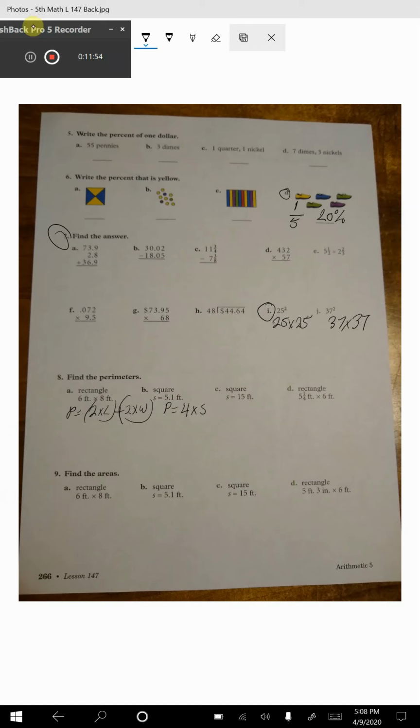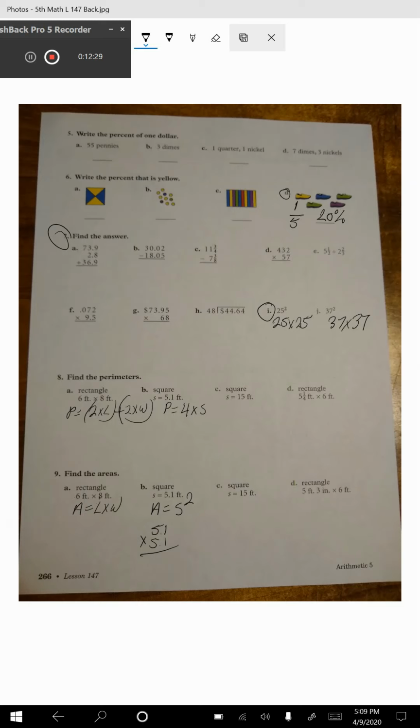Find the areas, on the other hand. Number 9, A. The area of a rectangle is the length times the width, and don't forget the length is the longer side, which is 8, and the width is the shorter side, which is 6, but in multiplication it doesn't matter which you do first, you'll get the same answer. All right, area of a square is the side squared. So it would be 5.1 times 5.1. And then C and D, same thing.